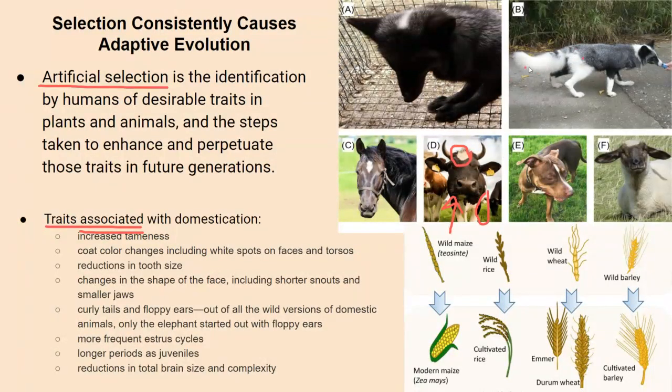Associated traits, for instance, if this fox, fur pattern is a big one. Floppy ears is another one. A shorter snout, a curly tail. Fuzzy hair, let's see, a shorter reproductive cycle. For instance, this domesticated fox could probably have pups twice a year, whereas this wild fox would probably only have pups once a year. Usually there is a reduction in brain size and more reliance on social interactions to get their needs met, meaning they're friendlier, they're more docile.